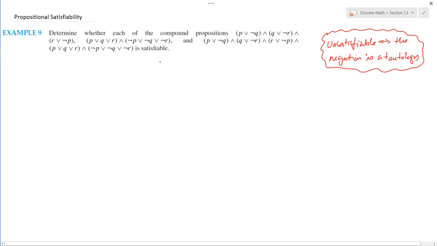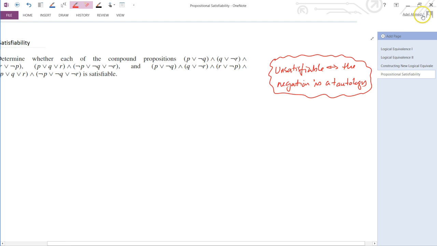Now, to show that a compound proposition is unsatisfiable, the other way around, we need to show that every assignment of truth values to its variables makes it false. So it's not easy to prove unsatisfiability, but satisfiability is easier to prove. But this is going to be more clear when we look at this example.